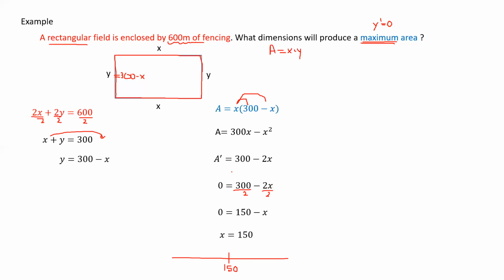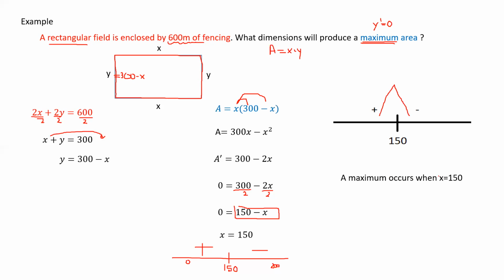Plugging into the derivative. We can plug in here because we have not changed any signs. Nice easy number on this side is 0. That would be positive. Easy number on this side, 200. And that would be negative. So what does that do for us? Increasing left, decreasing right. So yes, we do have a maximum. So maximum occurs when x equals 150.